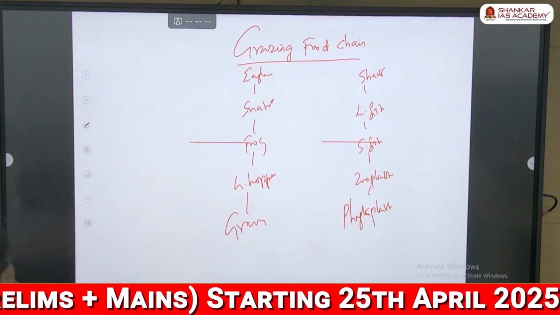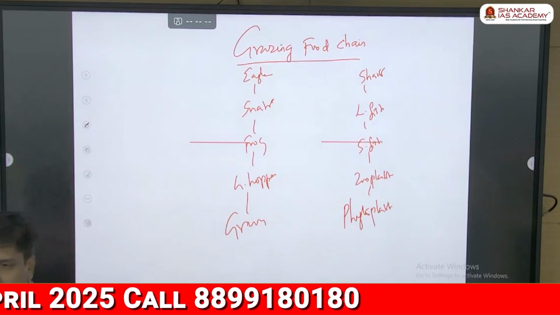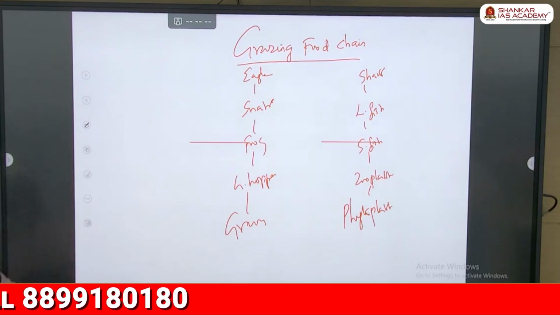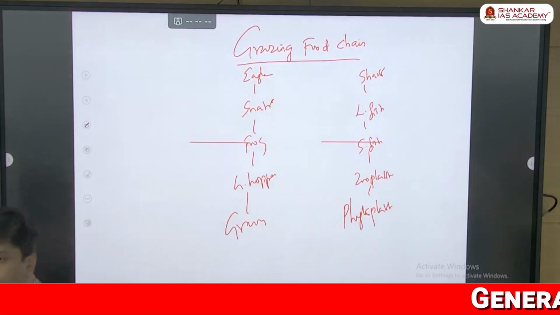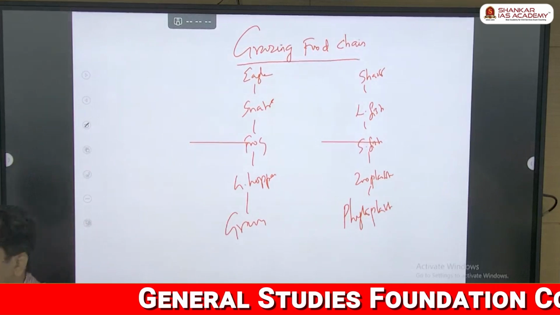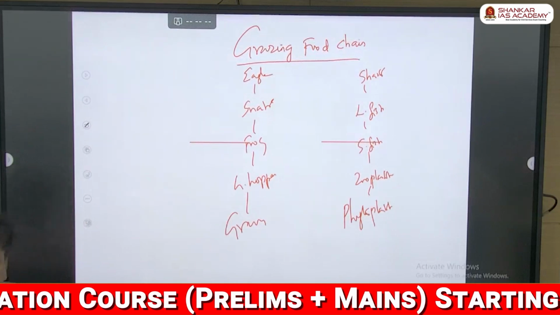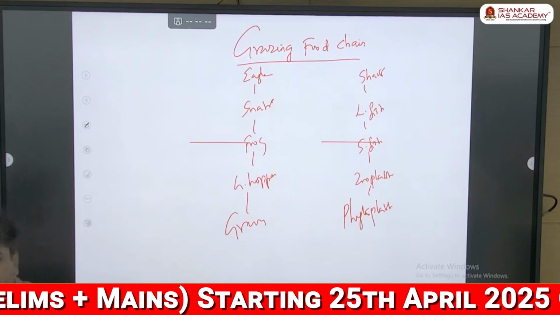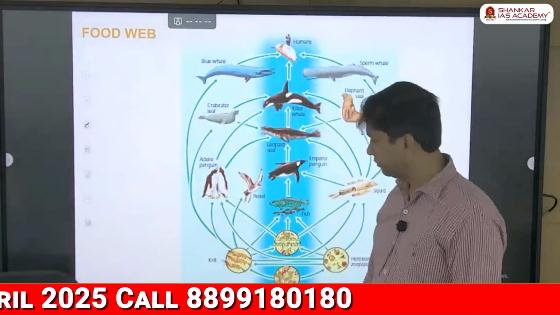Okay, so just make a note. First point. In the grazing food chain, more energy flow happens in the aquatic ecosystem than in the terrestrial ecosystem. Aquatic. You see the link?